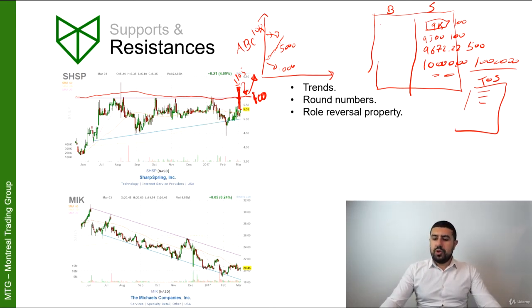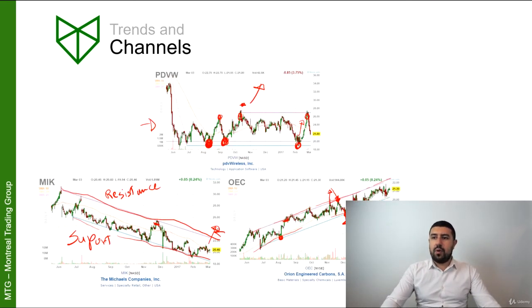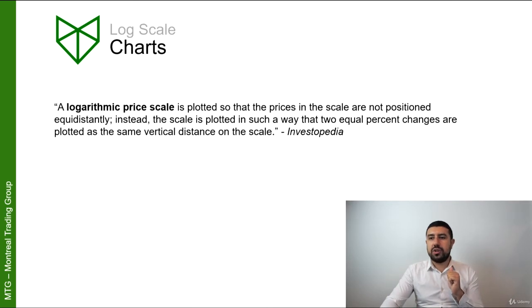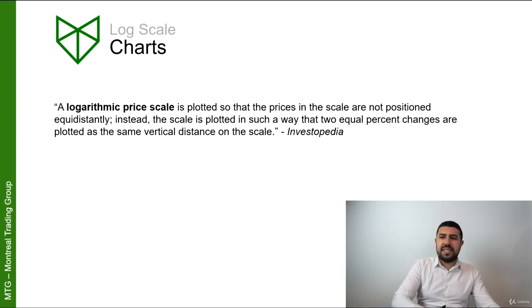So these are supports, resistances, and trends and channels. Now, let's go on TradingView and check some of that on Bitcoin and on these other cryptocurrencies. One thing to consider, though, is that because with cryptocurrencies prices move so much, we cannot really use regular price charts. We have to use log charts. Now, what log charts are is logarithmic price scales. Logarithmic price scales basically makes it like this.